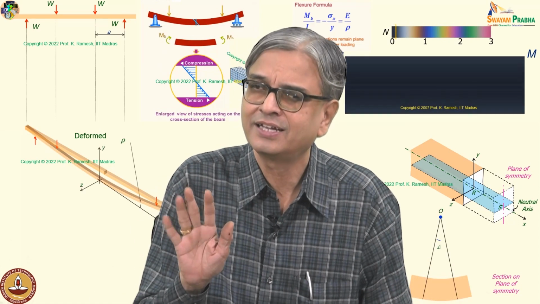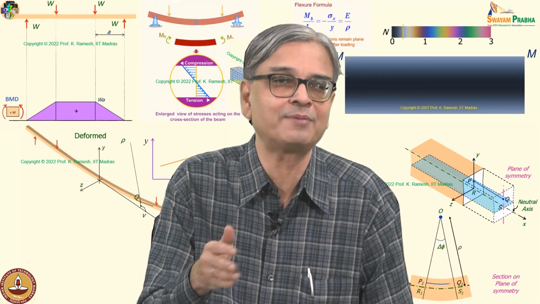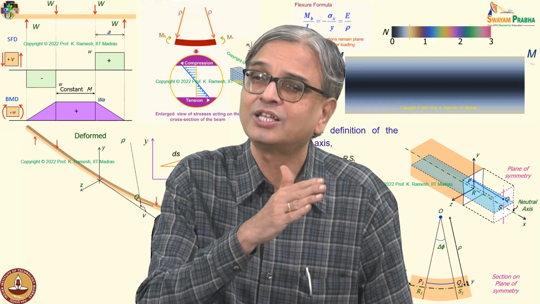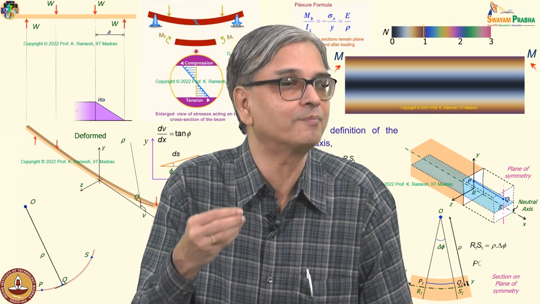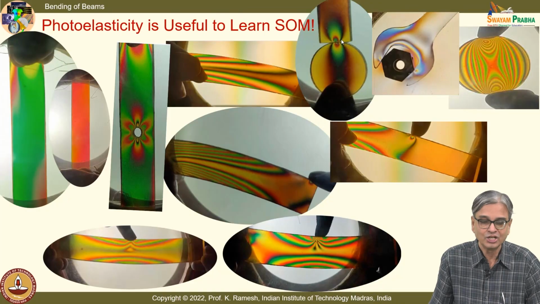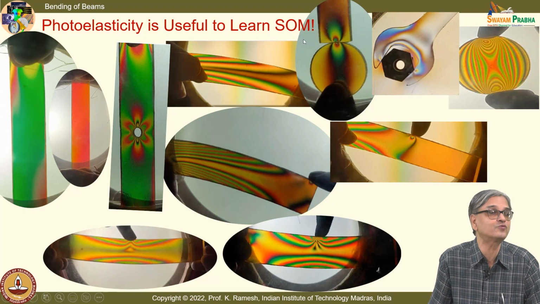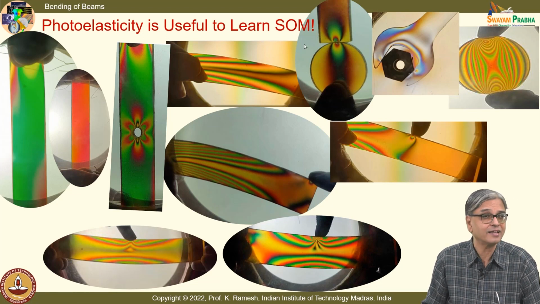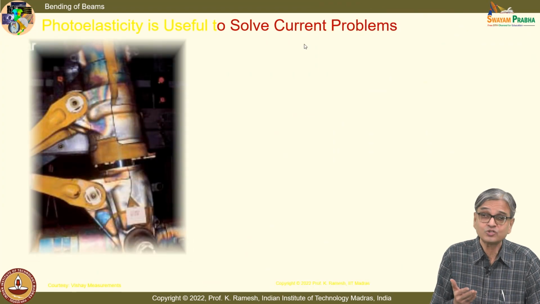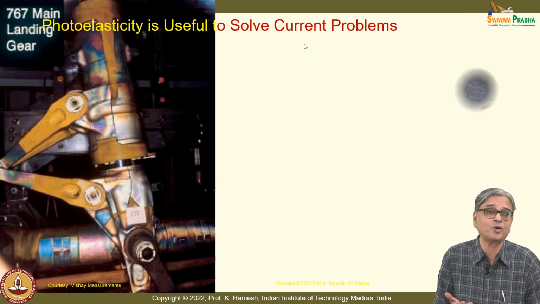I am happy. When models are given and you are given time to explore in the polariscope, your mind also becomes fresh and you want to experiment more and more aspects of it. So, this definitely says and brings out photoelasticity is useful to learn strength of materials. Do we stop there? It is also very useful to solve current problems.